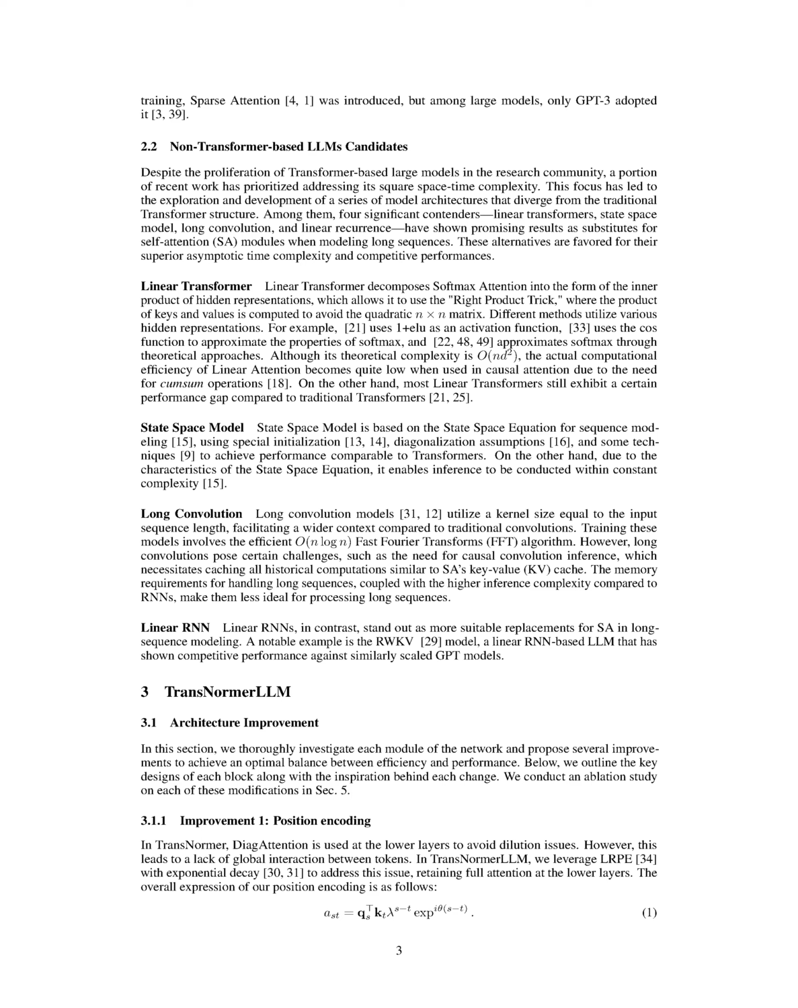However, there are some challenges with long convolutions, such as the need for causal convolution inference, which requires storing all past computations in a manner similar to the key value (kv) cache used in self-attention (SAW). The memory requirements for handling long sequences, along with the higher inference complexity compared to recurrent neural networks (RNNs), make them less ideal for processing long sequences.